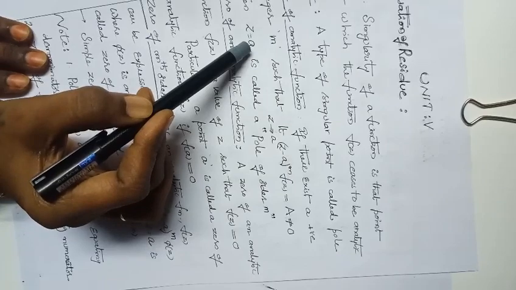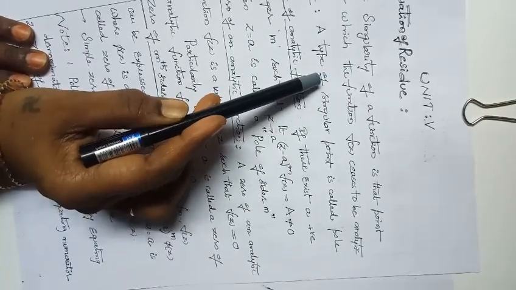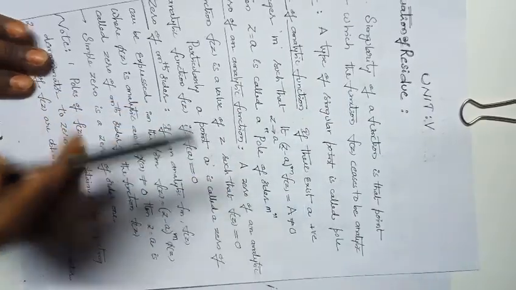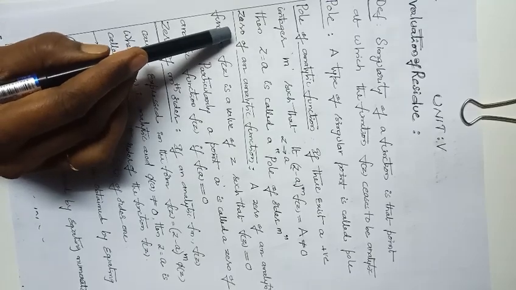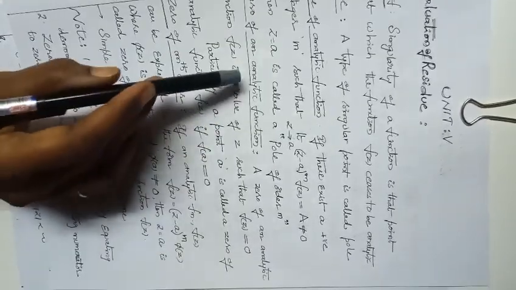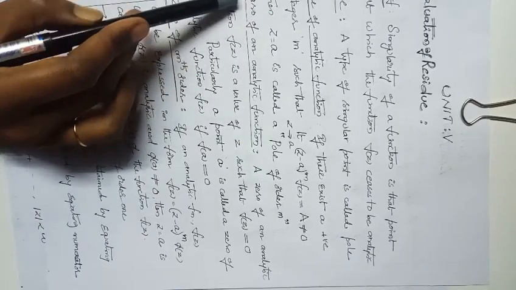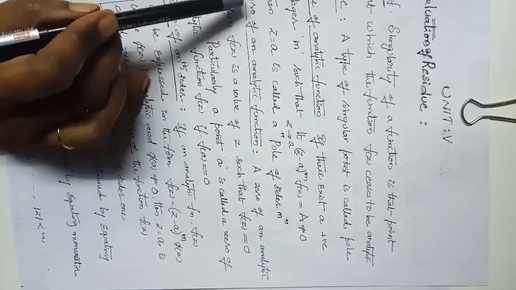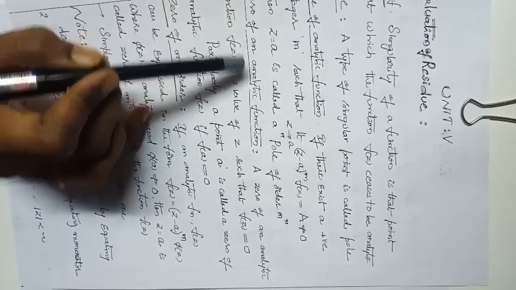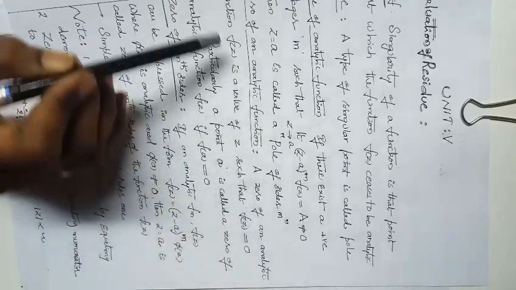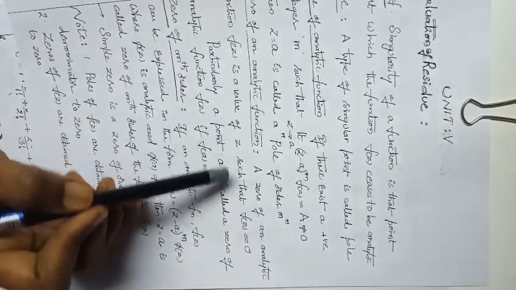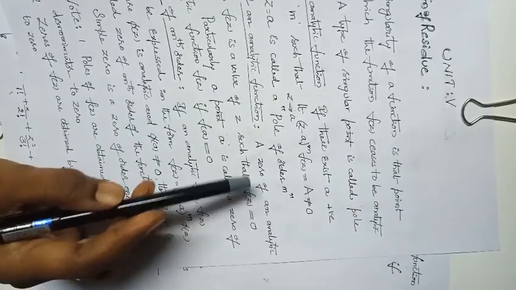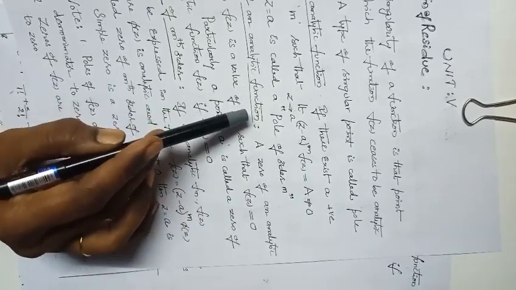Once again, a pole is nothing but a singular point. A singular point is a point at which the function fails to be analytic. Analytic is nothing but differentiable. Next one is zero of an analytic function. A zero of an analytic function is simply called a root of the equation. But in this unit, instead of root, the name given is zero of an analytic function. A zero of an analytic function f of z is a value of z such that f of z equal to 0. By equating the function to 0, you will get roots. Those roots are called zeros of the analytic function.